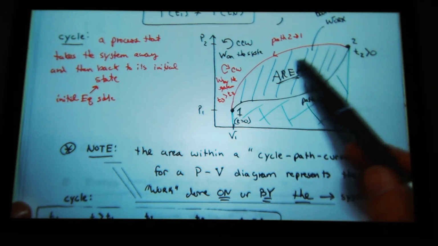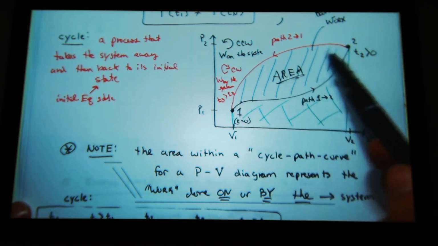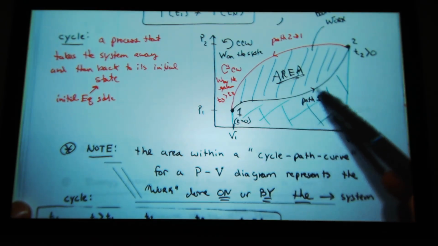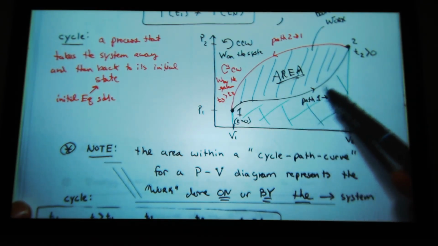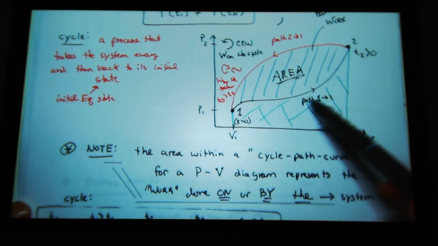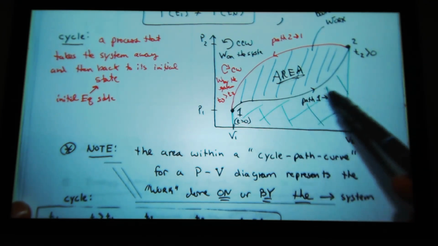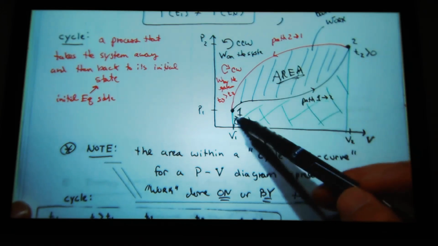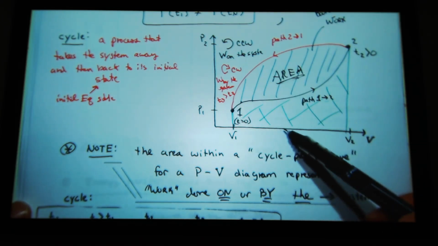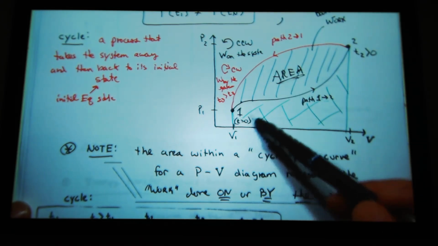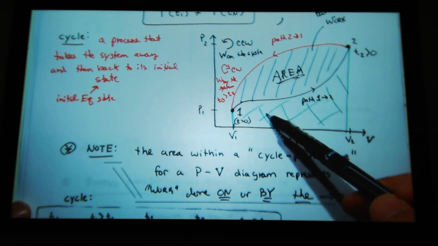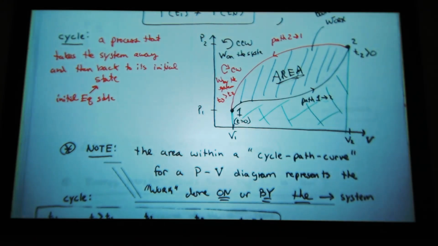Now if I say that I come back this way and it's net work on the system because it ends up being counterclockwise, then this represents the work by the system. This area, the green area. And then everything under the red curve represents the work on the system. So I had to put some work in, or work by the system. So this is work on the system. This is work by the system. But I can break down all those areas.